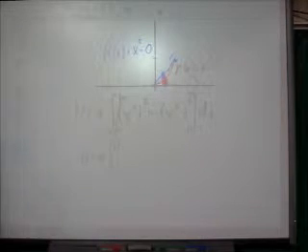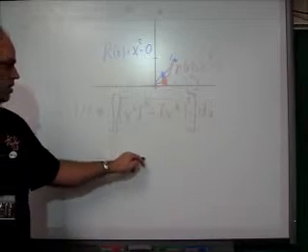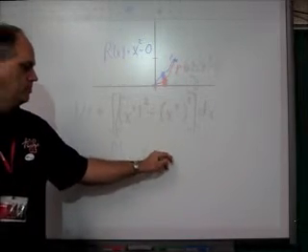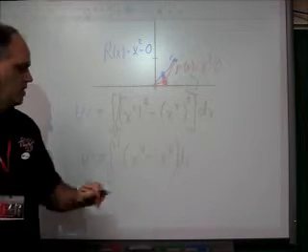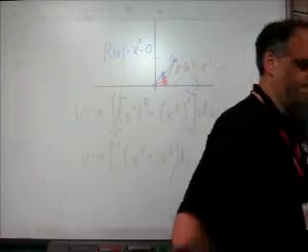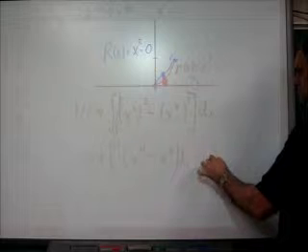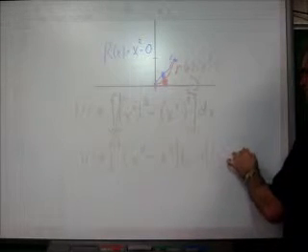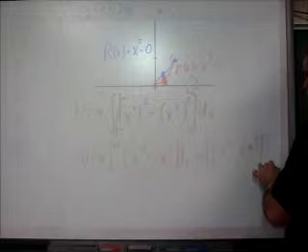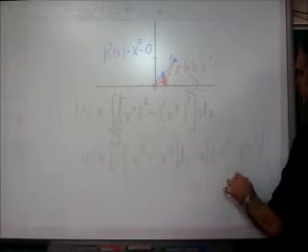So volume is pi times the integral from 0 to 1. This one becomes x to the 4th. This one becomes x to the 6th. Again, that goes back to the question earlier: how do we apply our power rules? You may have to remind yourself of some of those. Integrate this, and what do we get? 1/5 x to the 5th minus 1/7 x to the 7th. And it becomes pi times 1/5 minus 1/7.